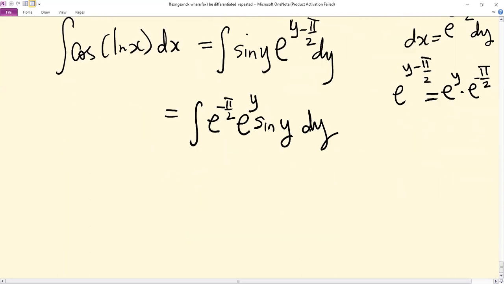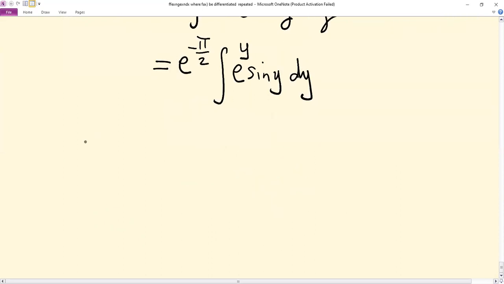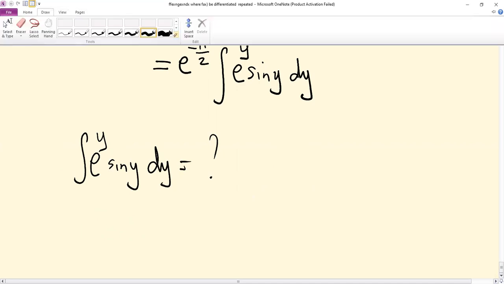I remember e raised power minus pi over 2 is a constant, so we can factor it out. E raised power minus pi over 2 integral e raised power y sine of y dy. Now you see with that transformation, we have an integral whose value we can easily find. So we'll be now dealing with the integration of e raised power y sine of y dy. Now here we use integration by parts quite easily.